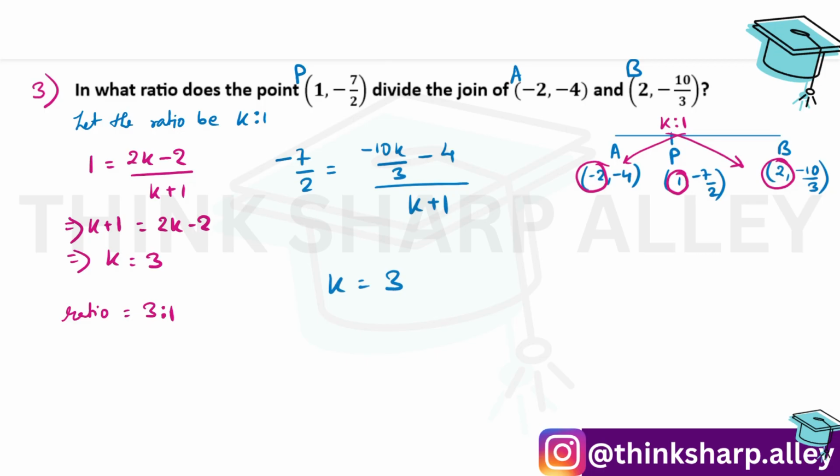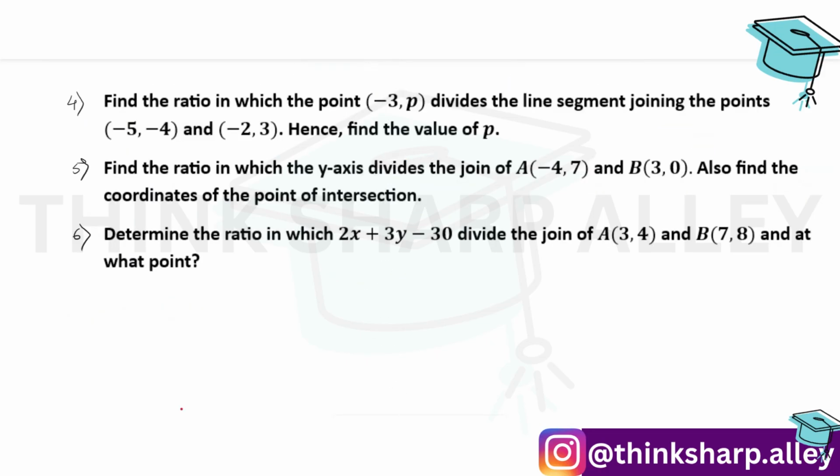Now let us look at a slightly different type of question where the point, like over here, point P is given. So point will be given, but only one of the coordinates will be known. Like over here, we know both 1 as well as 7 by 2, like the x coordinate as well as the y coordinate, right? So we need to find not only just the ratio, but also the missing coordinate. For example, questions 4, 5 and 6.